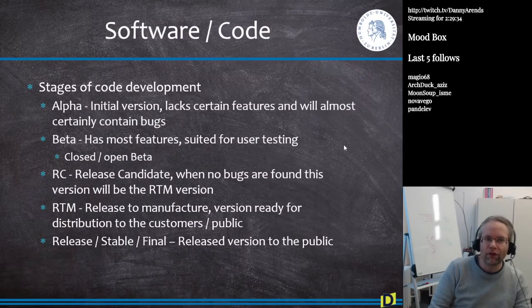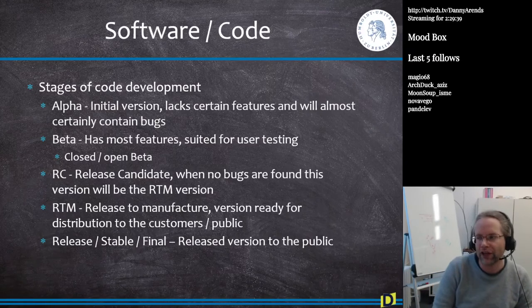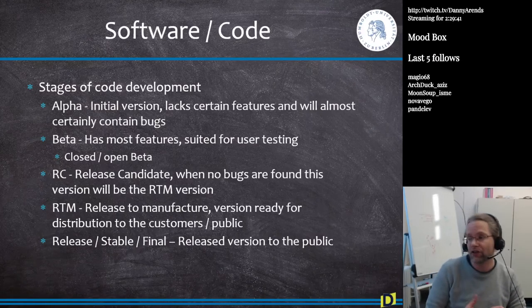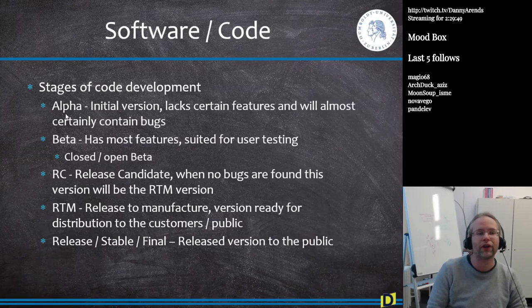So if we do software or code development, then generally we define a whole bunch of stages, right? Of course, in academia, this is a little bit different, because in academia, we almost never get further than the alpha stage. So the alpha stage is the initial version. It lacks a whole bunch of features, and there's a whole bunch of bugs in there. So it's me writing R code for the first time.